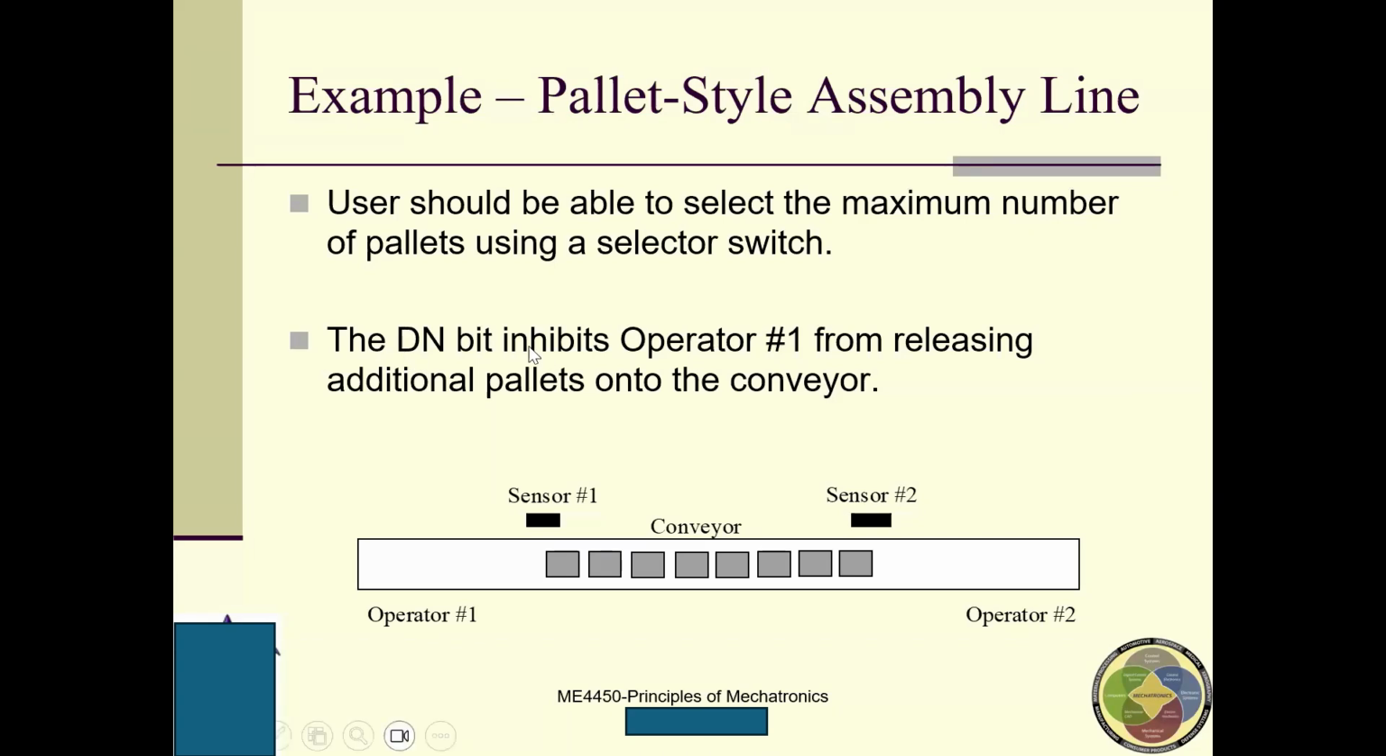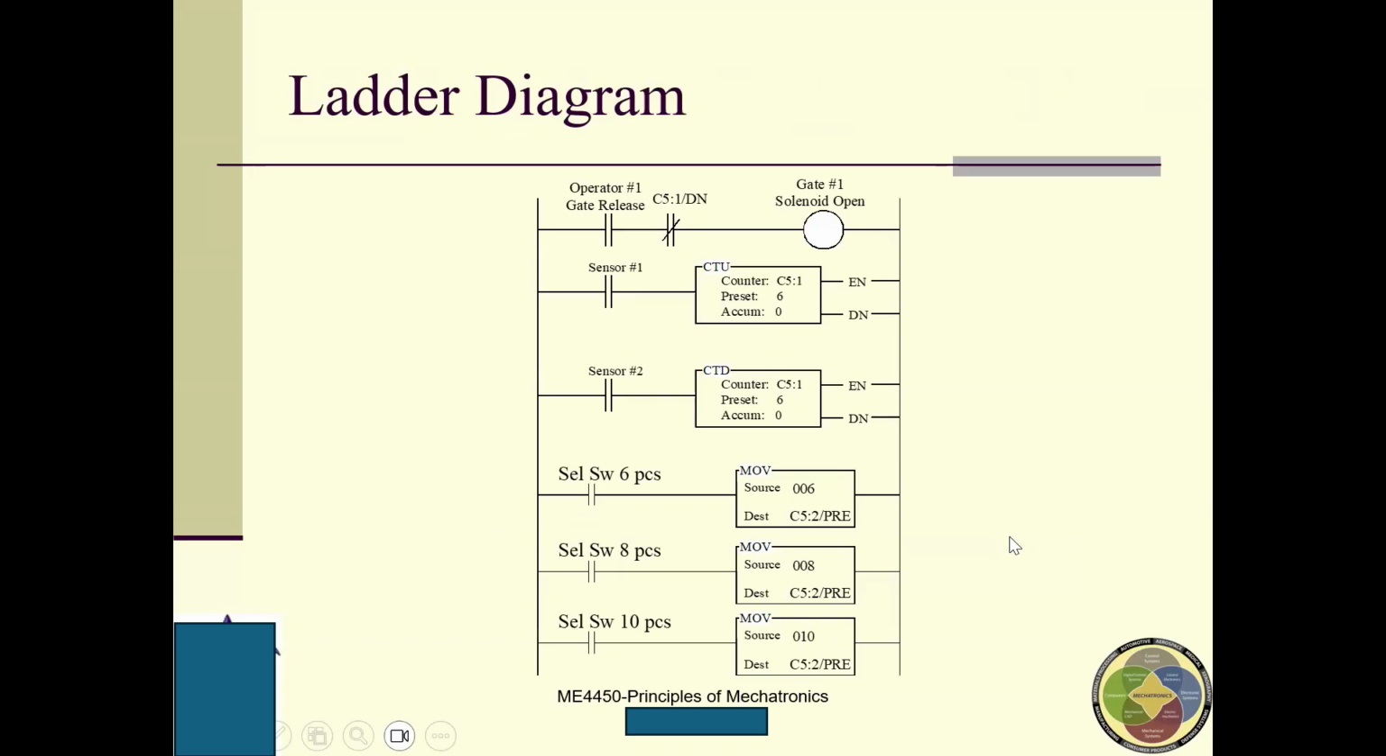You can see the damper here inhibits operator number 1 from releasing additional pellets on the conveyor. So we want to have a certain number of pellets between sensor 1 and sensor 2. So here is a ladder diagram. I'm sorry, we will not do this, but I'm going to test your understanding of this one. You need to use your own language to interpret this diagram.